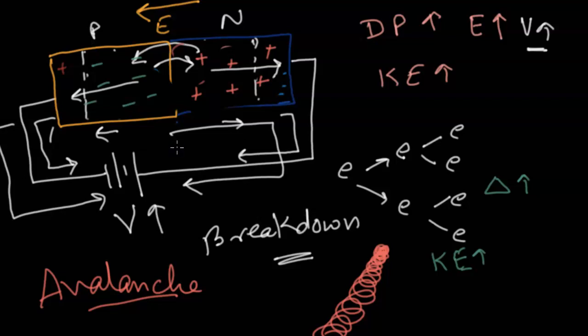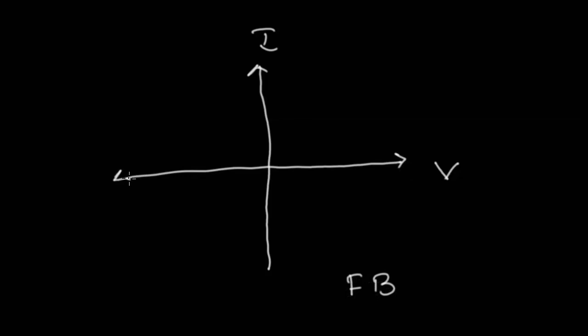So let's understand the VI characteristics of our diode in reverse bias and forward bias. So let's first draw the X and Y, where the X is the voltage and my Y axis is the current. So whenever the voltage is positive, it represents the forward bias mode of the diode, and when the voltage is negative, it represents the reverse bias mode.